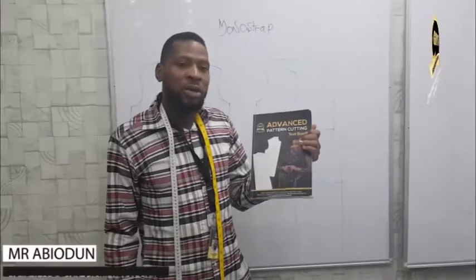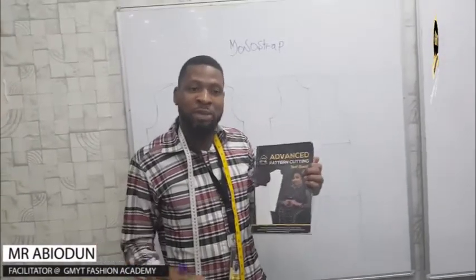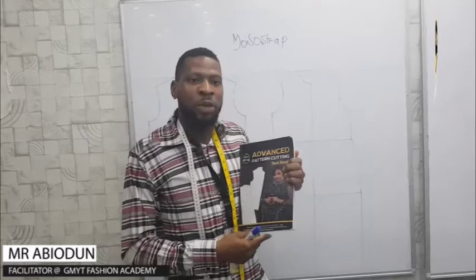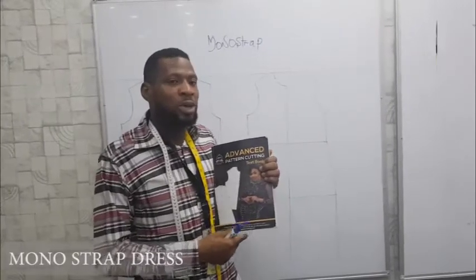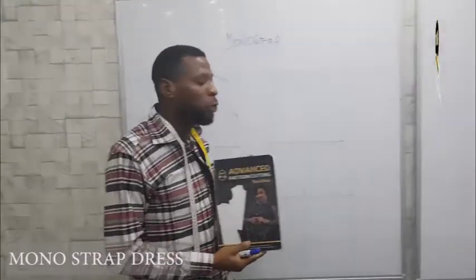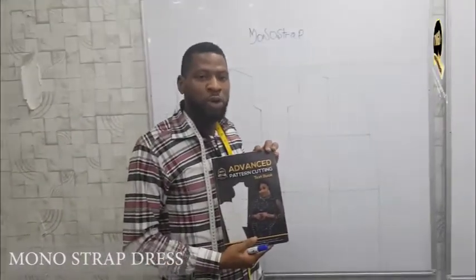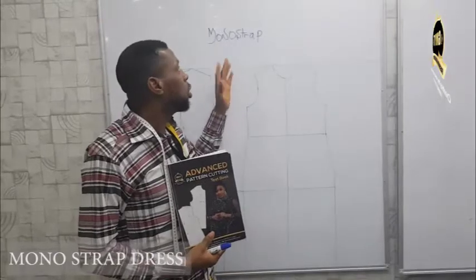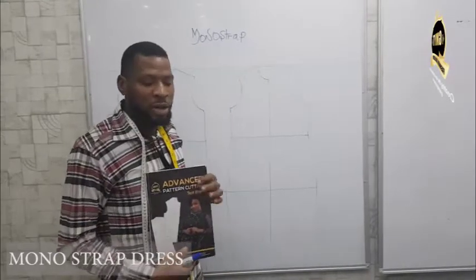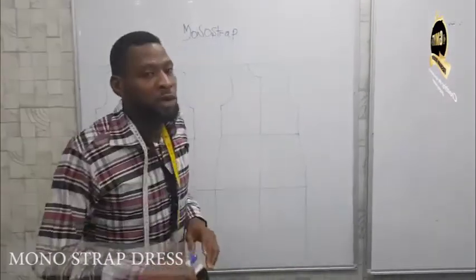It contains different information regarding fashion topics, and each of the topics we are dealing with per week is extracted from the textbook. So you can open to page 84 to get a few processes on the monostrap dress. Now, what is a monostrap dress?